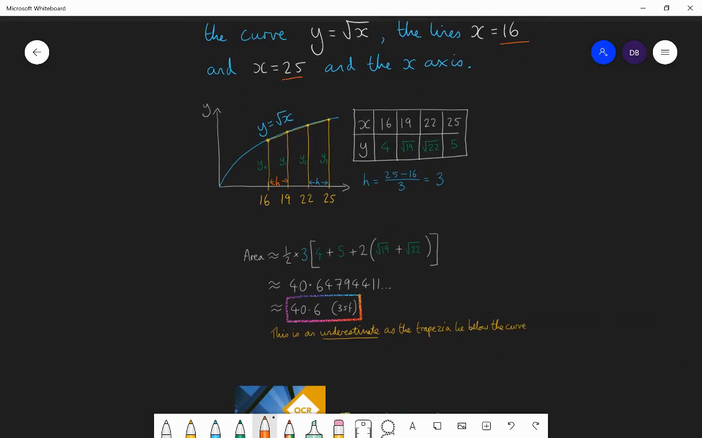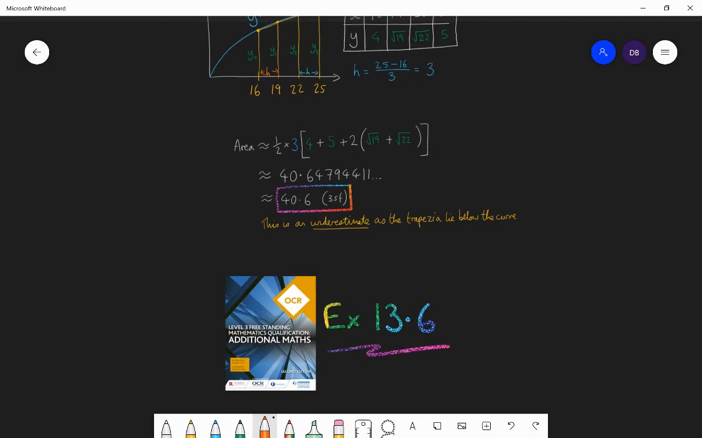Okay, what you should do now is you should practice exercise 13.6 from the textbook. Practice it until you feel confident using this formula and understanding how to do so fluently, accurately, and quickly.